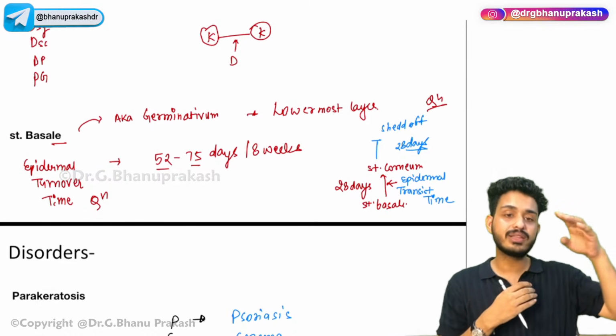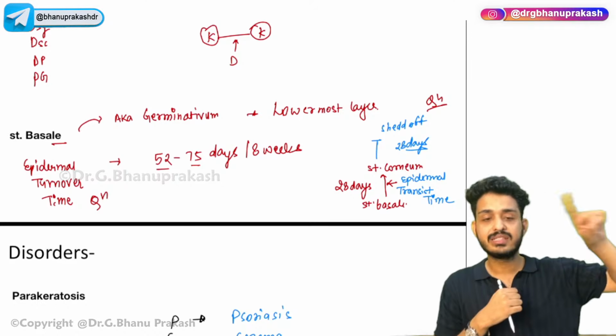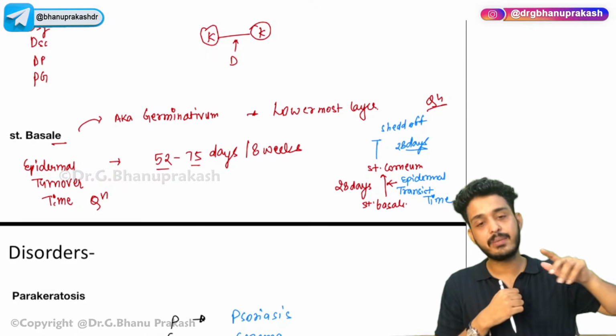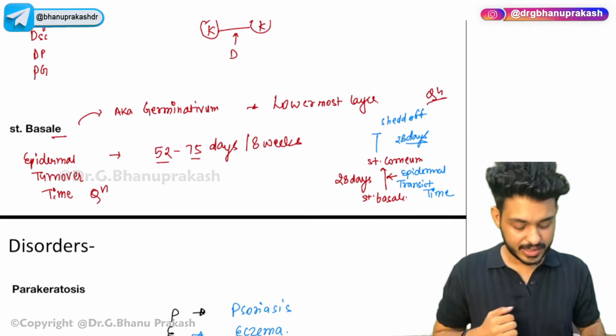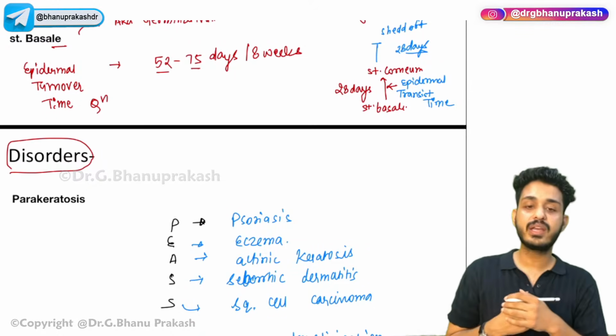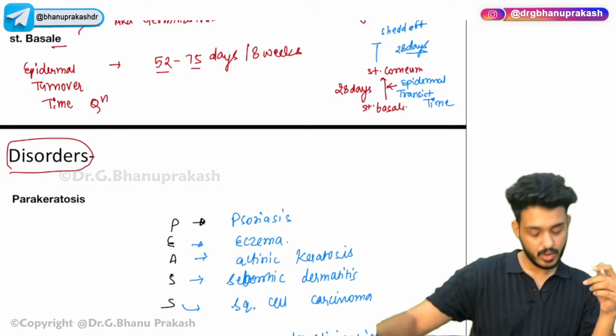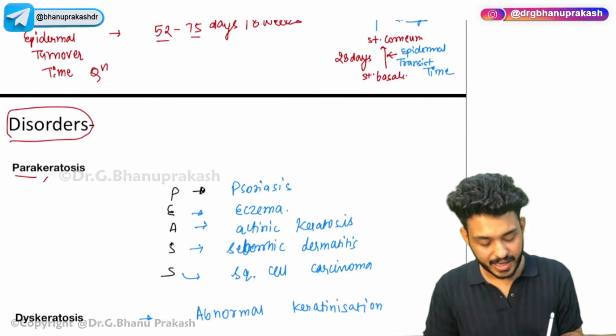Now we have seen all the layers: epidermis, dermis, hypodermis. In the epidermis, we have seen 5 layers, from the mnemonic "come let's grab some burger", which we have already done. Now we will see some disorders. We will be discussing some disorders, guys. What are the disorders? First one is parakeratosis.